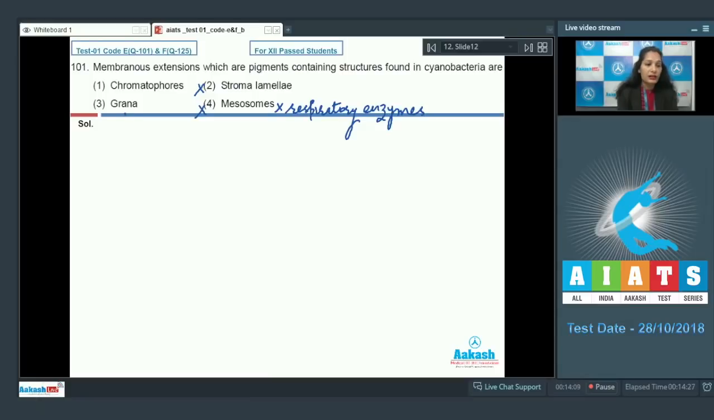Grana are also found in the chloroplasts of higher plants. They contain photosynthetic pigments but are not found in cyanobacteria. Chromatophores, yes, chromatophores are membranous extensions. They are extensions of the cell membrane. They form sac-like structures which contain photosynthetic pigments in cyanobacteria. So the correct option for the given question is option number 1. Let's move on to the next question.